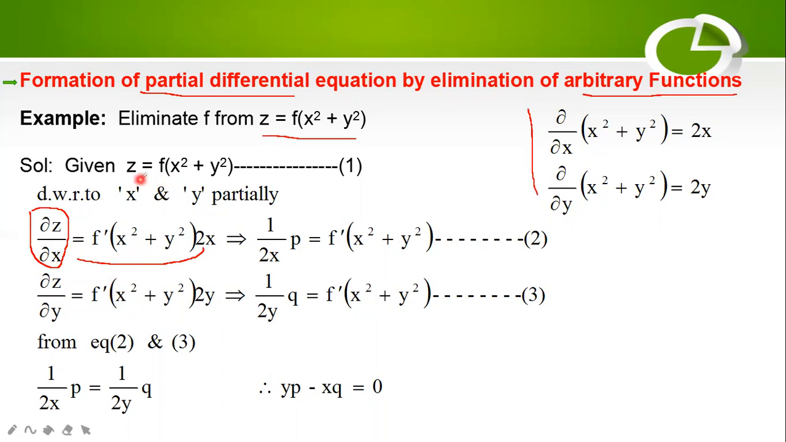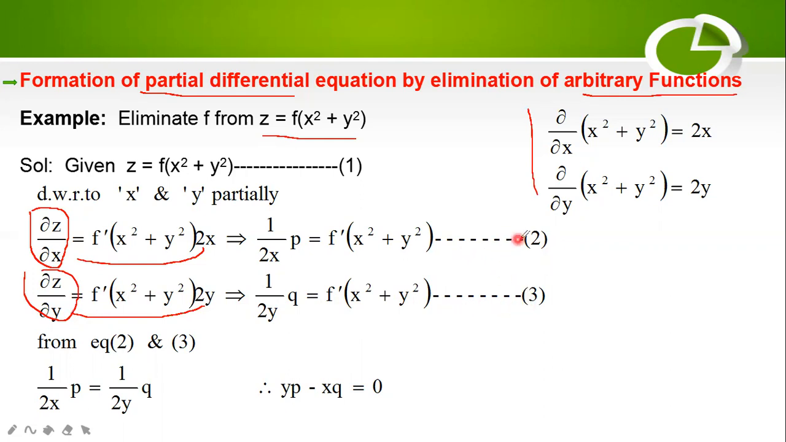Similarly, we are differentiating this z with respect to y partially. So, dou z by dou y equals f dash of x square plus y square, and the derivative of x square plus y square with respect to y. With respect to y, x square is constant, so this is 0, and the derivative of y square is 2y. Therefore, dou z by dou y equals f dash of x square plus y square into 2y. We already know the notation of dou z by dou y, that is q. Q equals f dash of x square plus y square into 2y. Moving this, 1 by 2y into q equals f dash of x square plus y square. Call these equation 2 and equation 3.